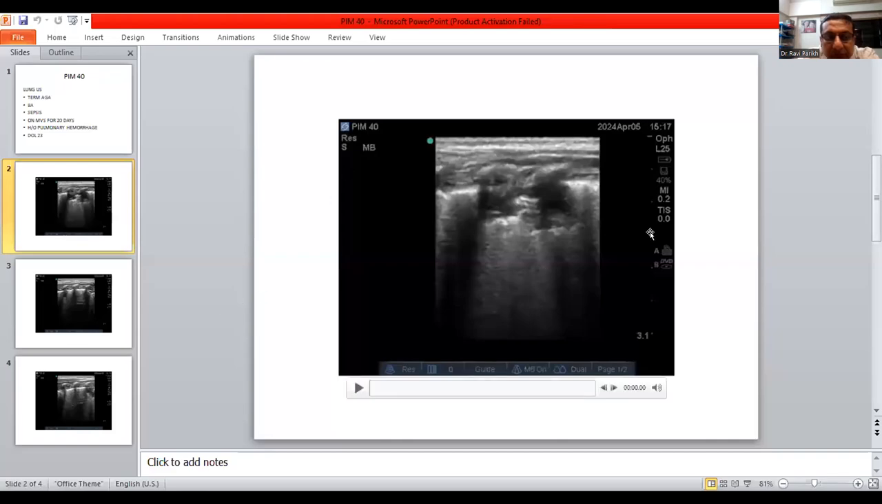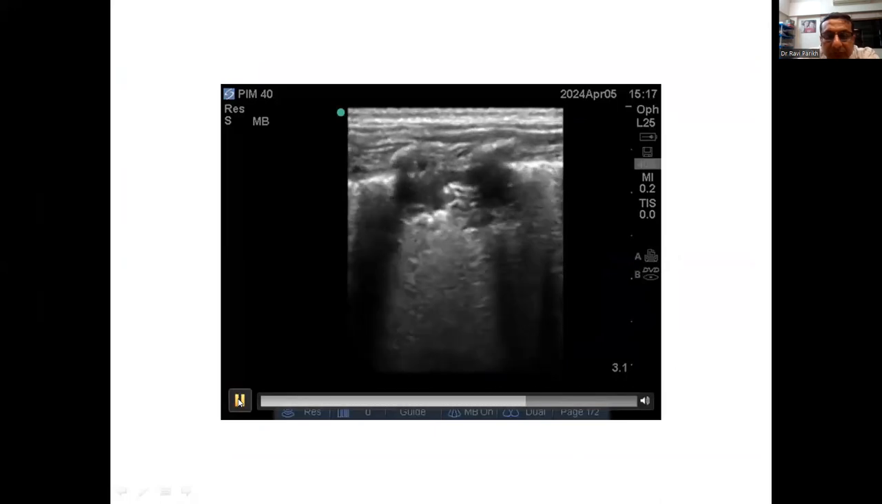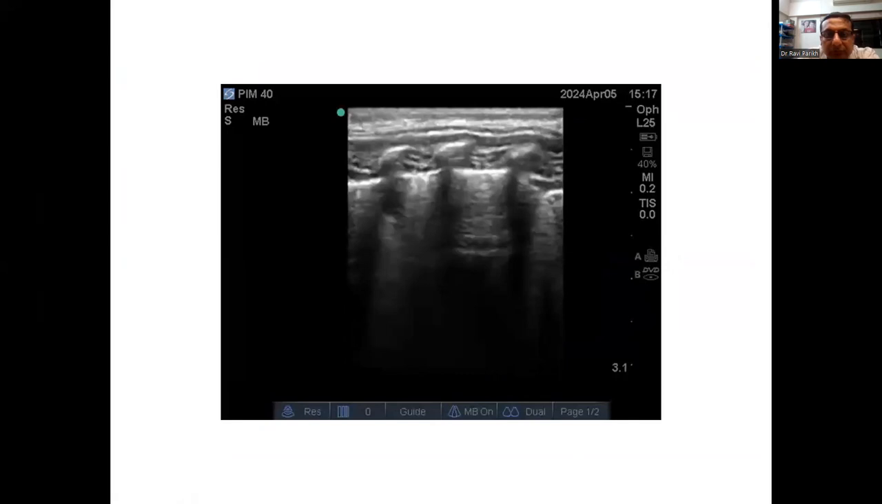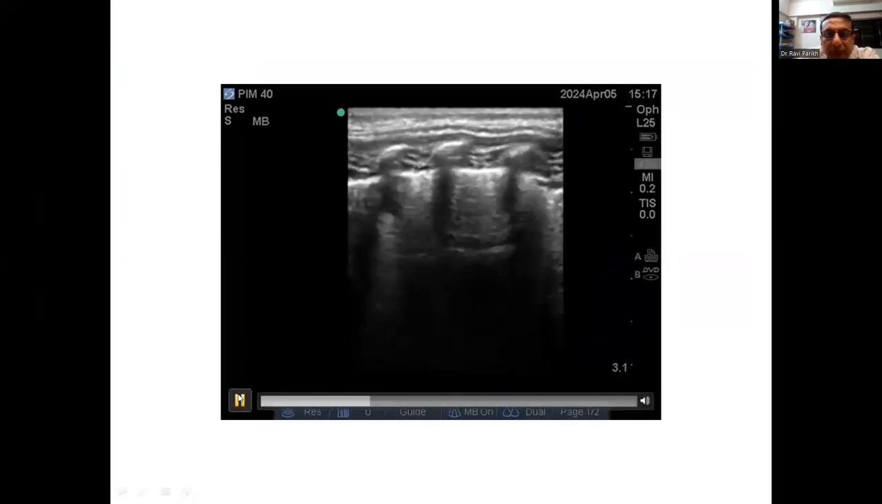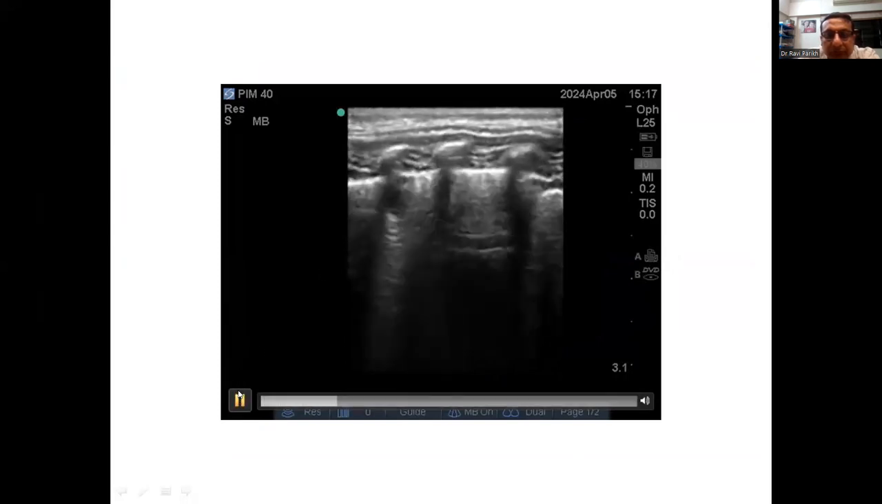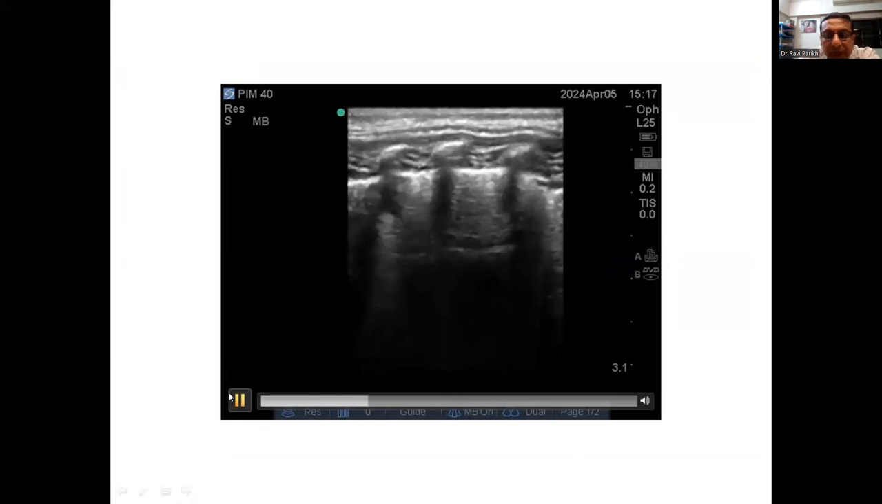And the next slide. This is another picture. It's a huge shred sign in that zone. Yeah, this is again on another area. This is the third area. So there is again pneumonia on the third area also. So I suspect it was a ventilator associated pneumonia, as the baby was so many days on the ventilator.